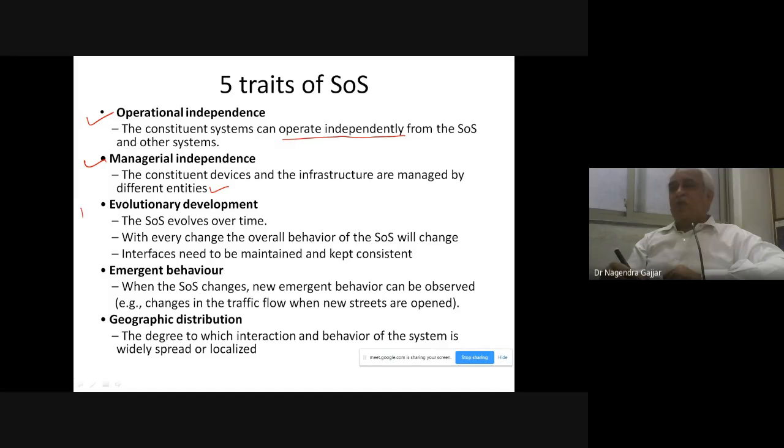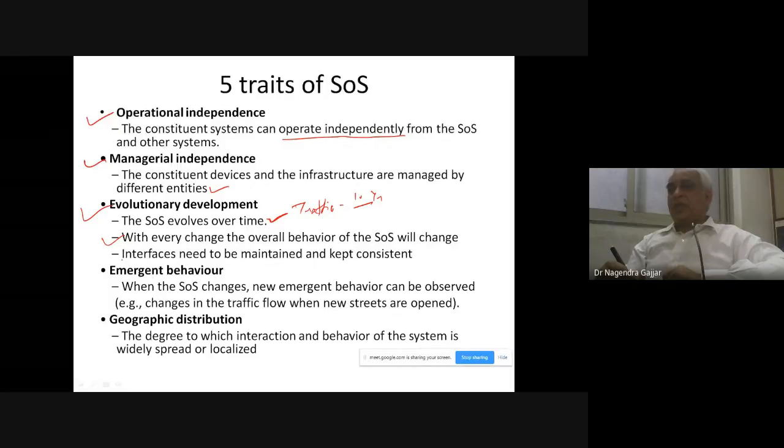Then we have evolutionary development. The SOS evolves over time. Once I have designed my traffic management system, suppose it won't remain as it is for 10 years, 20 years, right? It will evolve over a period of time. With every change, the overall behavior of the SOS will change. Whenever you make changes to the system, the overall system-of-systems behavior also changes.